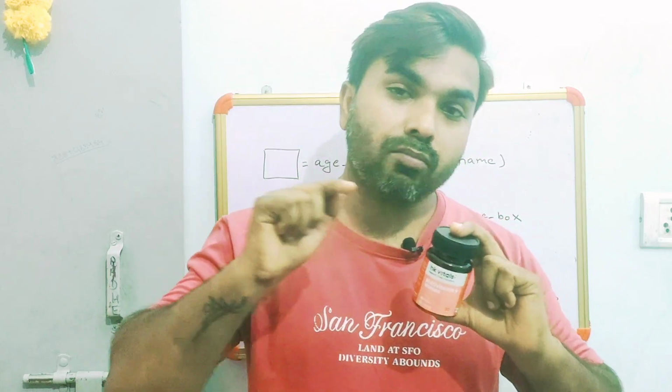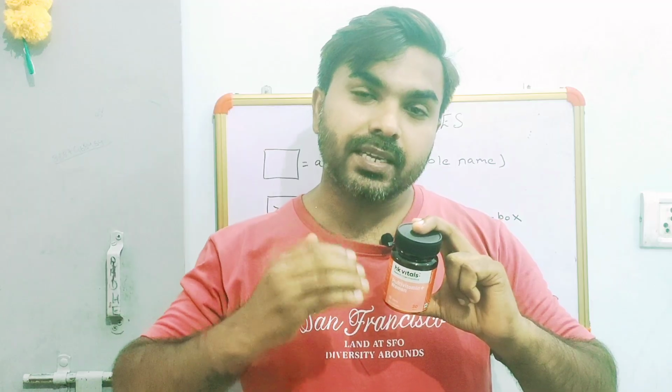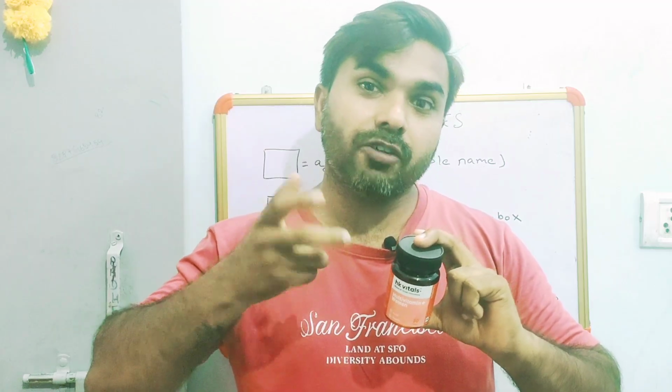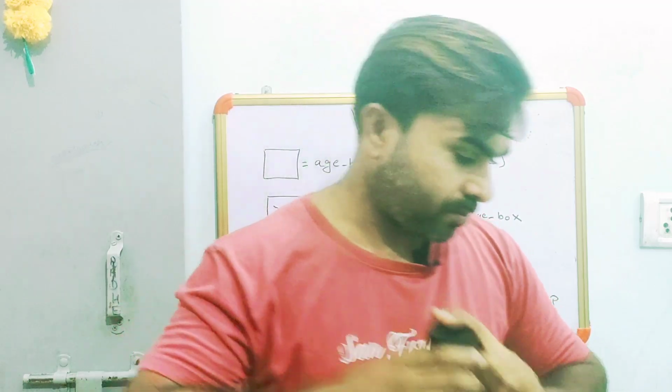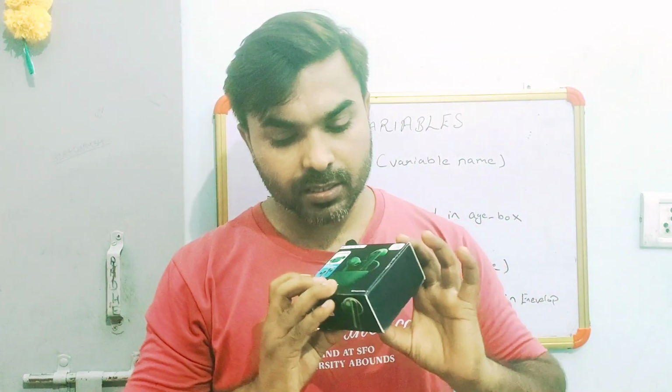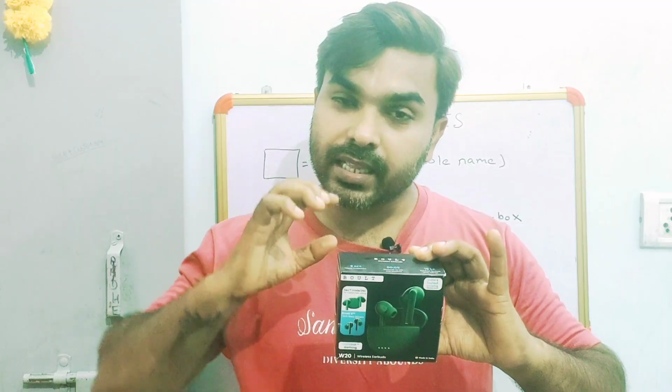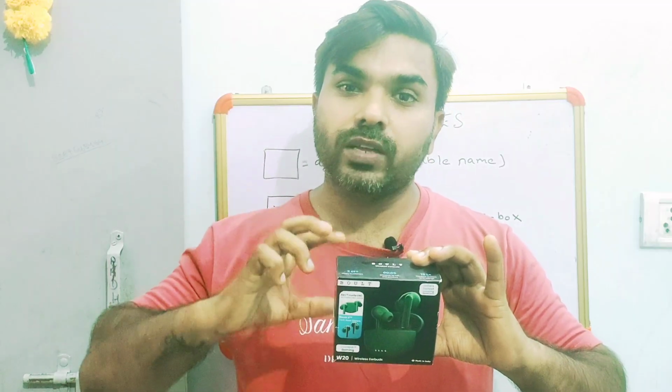So medicine box becomes the variable name, and you have kept medicine inside the box. So medicine would be the value. That's very simple. Another example is this is the earwords box. So earwords box, you have given the name. So earwords box is the variable name, and you have kept earwords inside. That would be the value of that box.